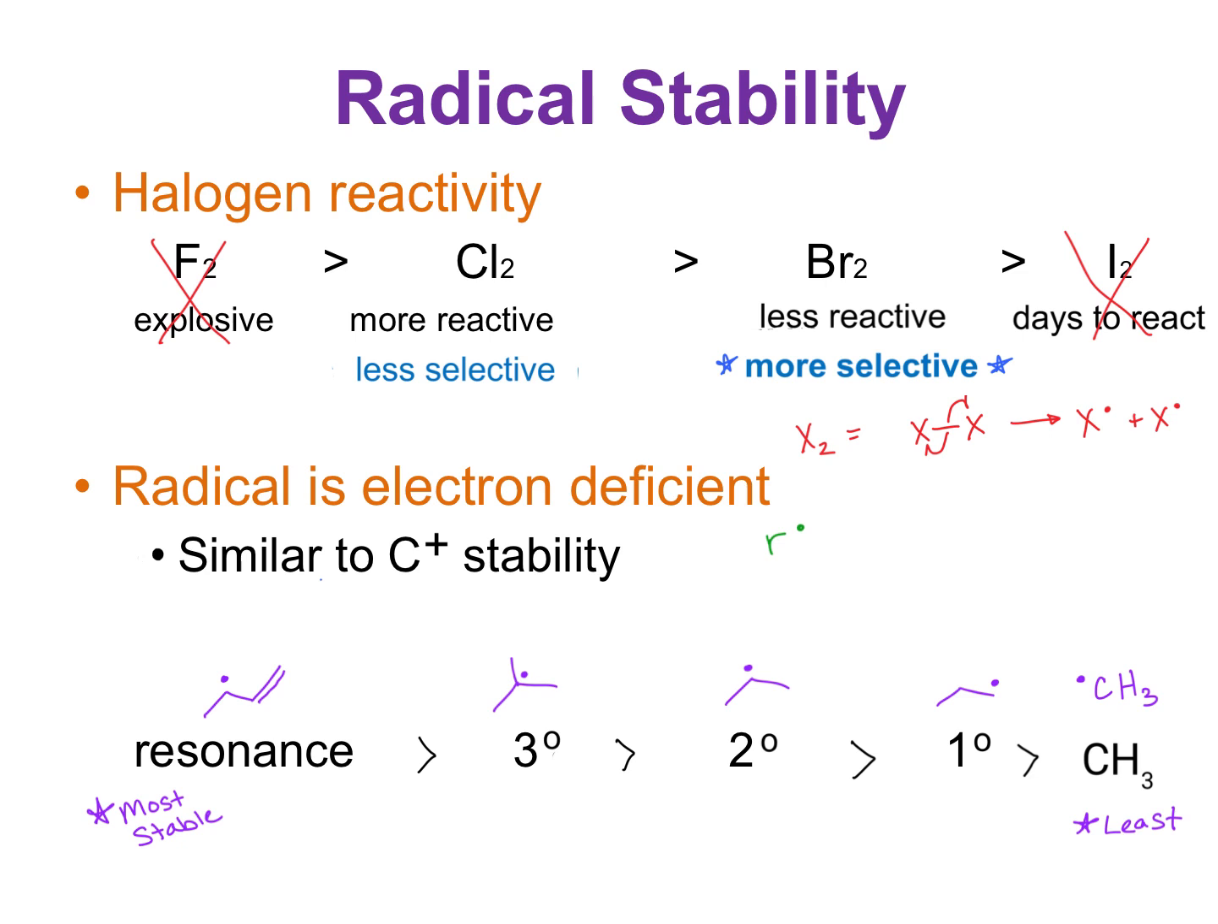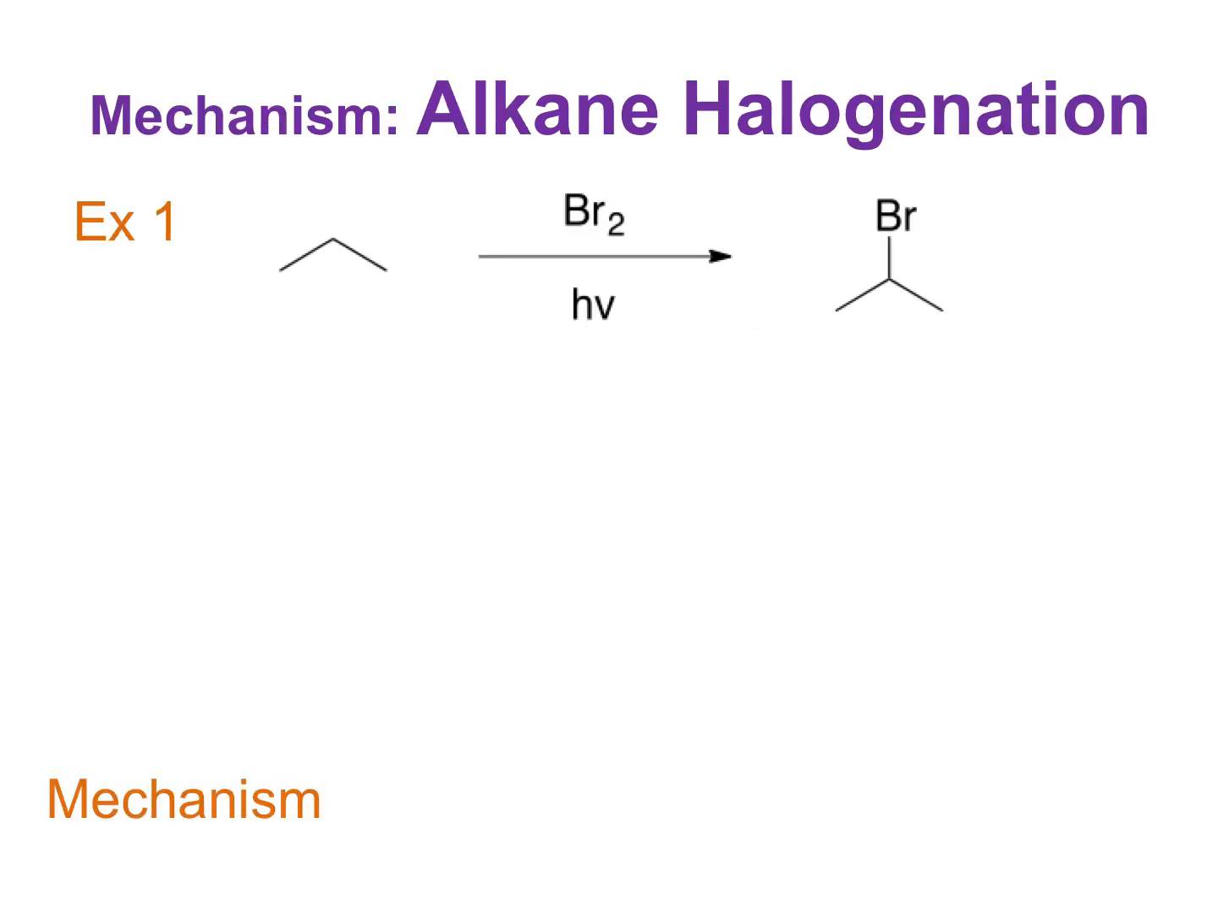So now that we know all the theory about how the reaction works, let's see the actual mechanism. All right, so here's the example reaction that we saw before. Remember we said we're going from an alkane to something with a bromine on it, and that we're adding a bromine, but we're taking a hydrogen away. So we're going to have to make sure we account for that in our mechanism.